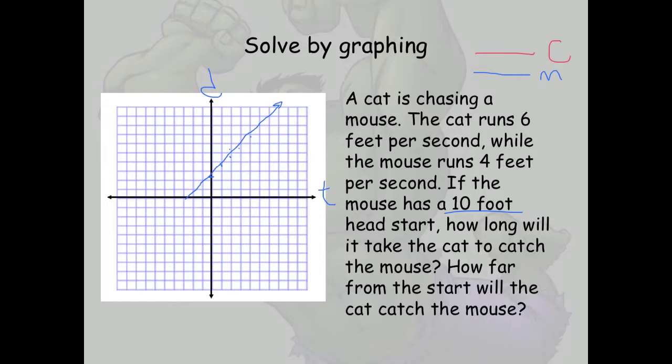The cat does not have a head start and starts at 0, 0. Now the cat runs faster, 6 feet per second. So that's going to be a square and a half each second. So up 1.5 over 1, up 1.5 over 1, up 1.5 over 1, up 1.5 over 1, and once more up 1.5 over 1. Oh my gosh, right there is where the two lines intersect.